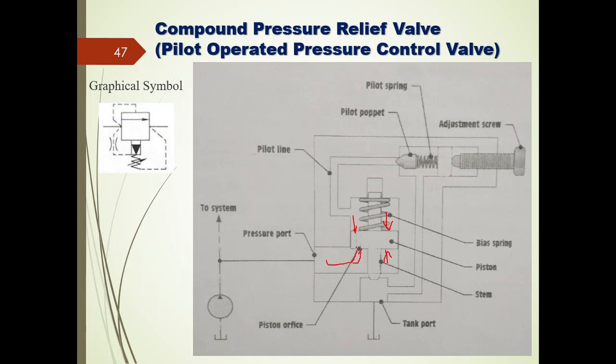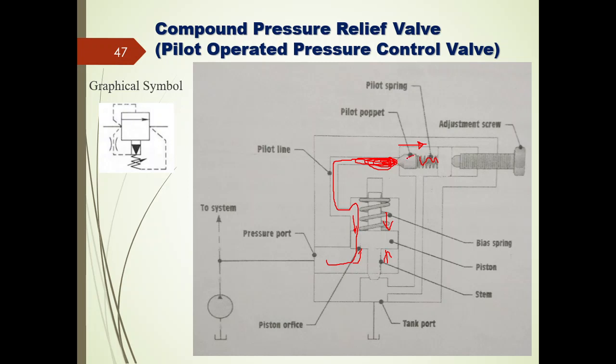So obviously the fluid will move from this line along with this pilot line, and that is going to act on this smaller poppet, right? Once it reaches a sufficient amount of pressure here, which will be more than this pilot spring pressure, then obviously the poppet will move against the spring force.